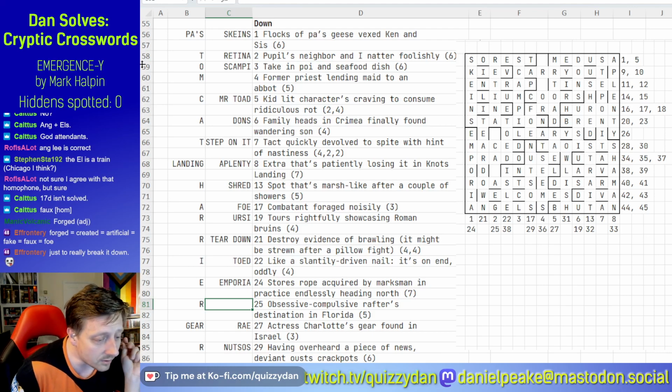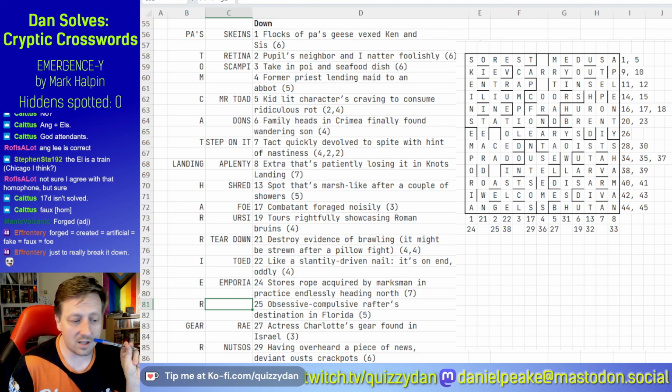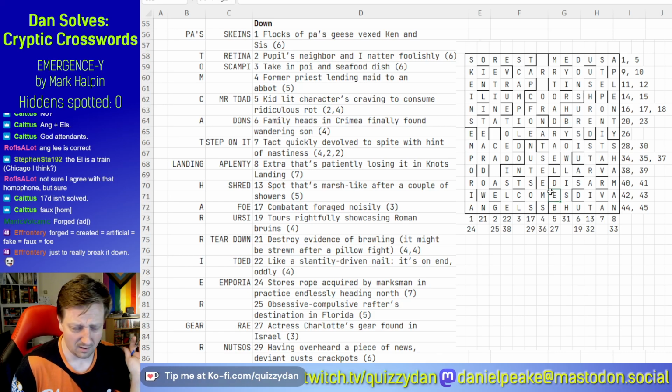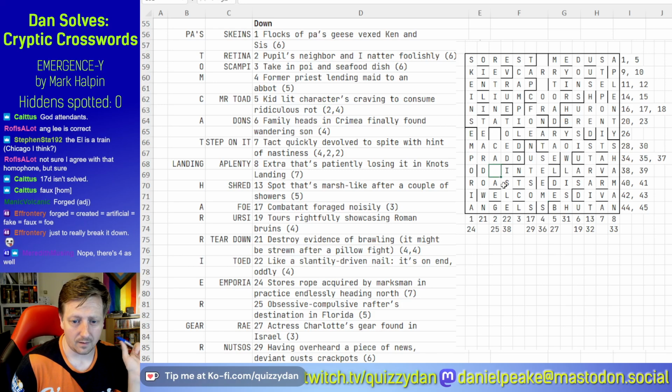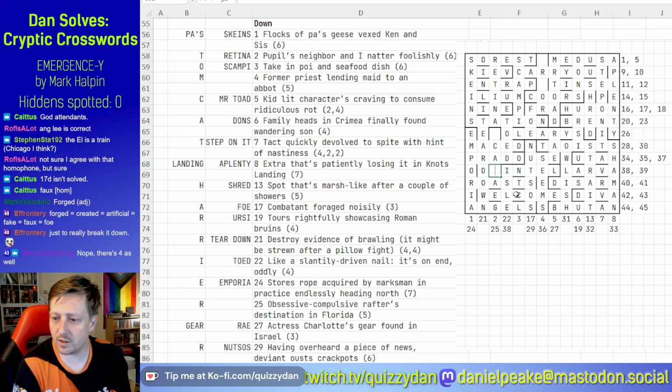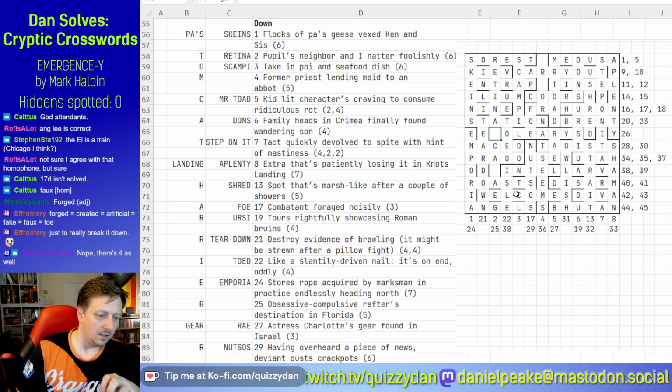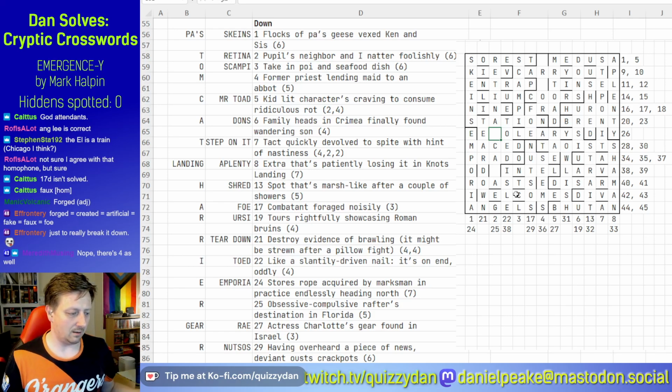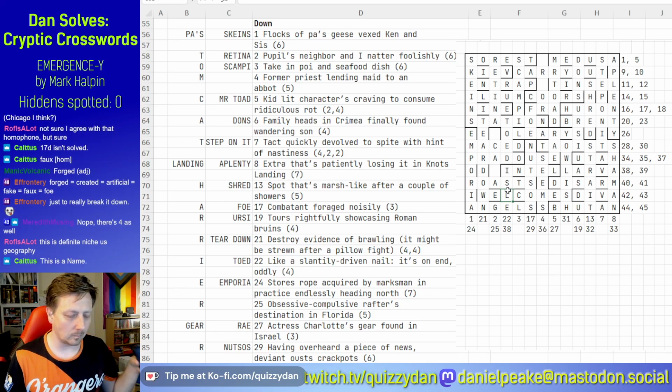25 down is the last clue. Obsessive compulsive rafters, destination in Florida. Scala. No, Florida was FL, wasn't it? In that case, go for it. So obsessive compulsive will be OC.